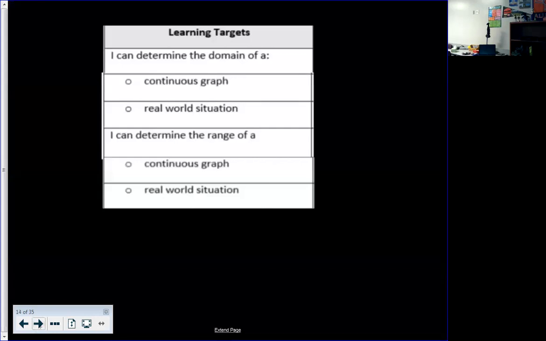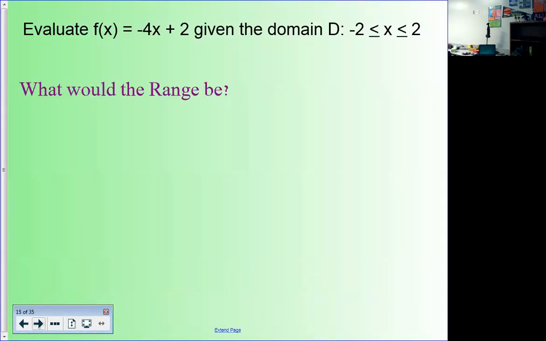So today we're going to talk about domain and range some more on graphs, and we're going to probably start tomorrow on the real world situations. But first, let's use what we just learned with what we learned on Friday. So we know how to evaluate functions, but now we're being given a domain in this interval notation here: -2 ≤ x ≤ 2. Again, this means I can have x values anywhere between -2 and +2. So the question is, how do I come up with my range?